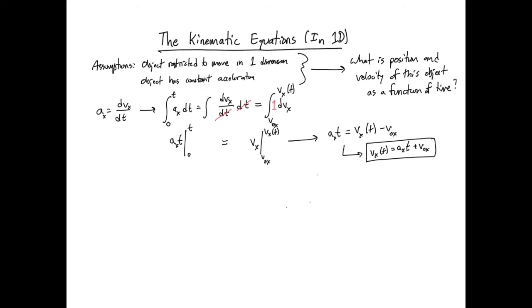So now I'll just do a simple rearrangement to get the most common form of the kinematic equations, which is that. So given any acceleration in the x direction, an initial velocity, and a time, I can tell you what the velocity is going to be at that time. In fact, I can just plug in any old time I want, and if I have the acceleration and the initial velocity, I can tell you what the velocity is at that time. Okay, cool.